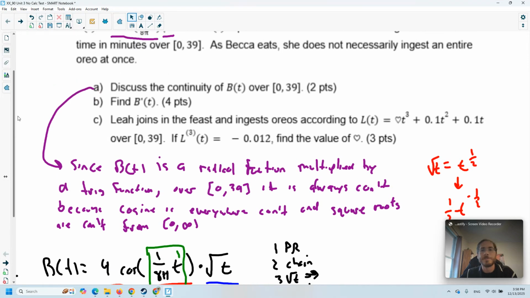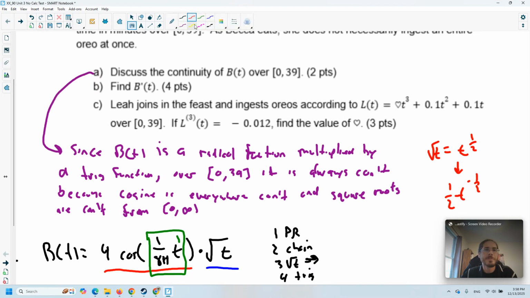And that's part B. So then part C, it says Leah joins in the feast and ingests Oreos according to L of t. Okay, L for Leah. Equals heart t to the third plus 0.1 t squared plus 0.1 t over 0 to 39. If L parentheses 3 of t is equal to negative 0.012, find the value of heart.